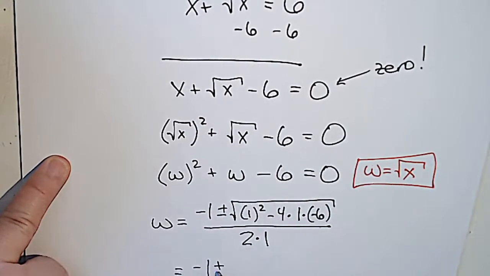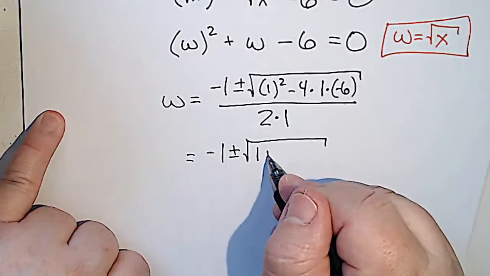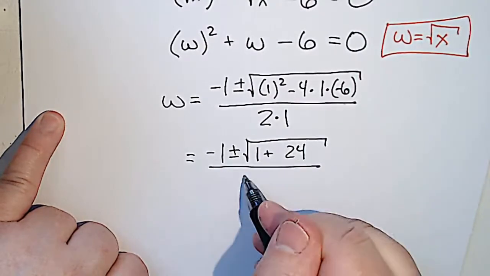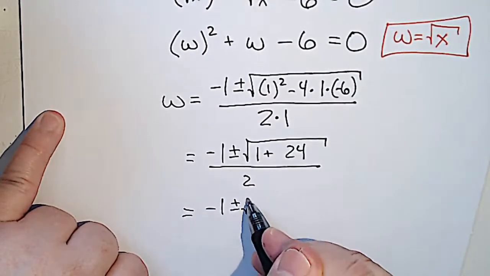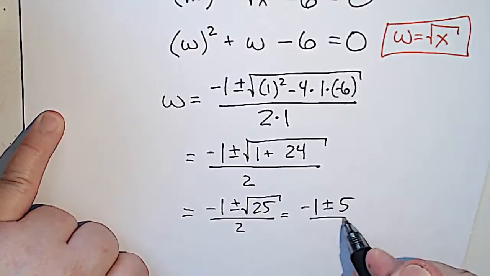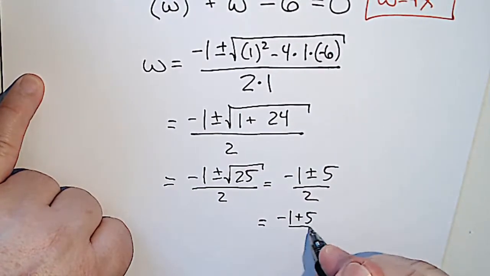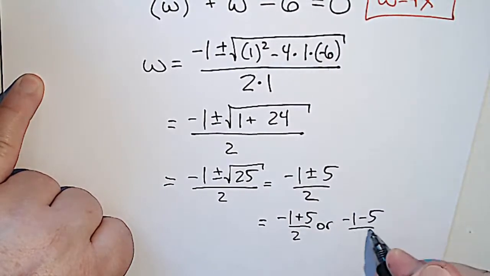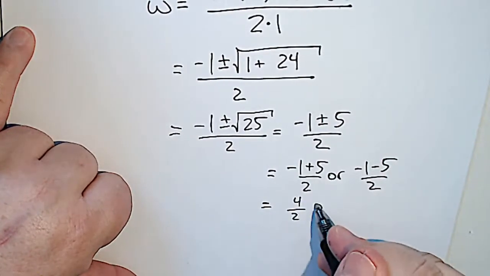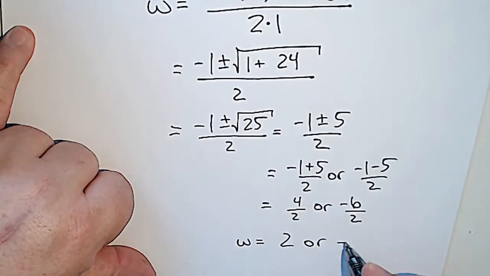Okay, -1 plus or minus radical 1 plus 24, minus a minus gave us the plus, all over 2. -1 plus or minus radical 25 all over 2. That's -1 plus or minus 5 all over 2. That's -1 plus 5 over 2, or -1 minus 5 over 2. This is 4 over 2, or -6 over 2. Finally, W equals 2 or -3.